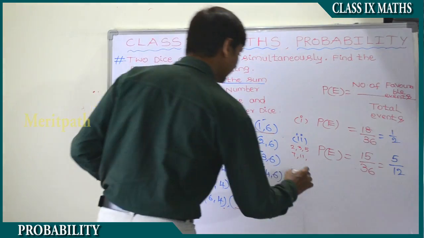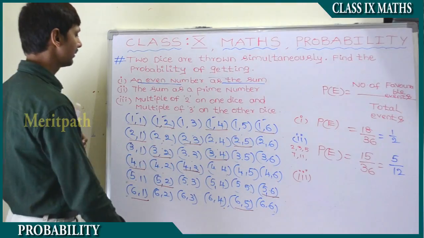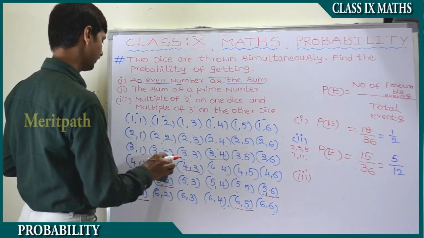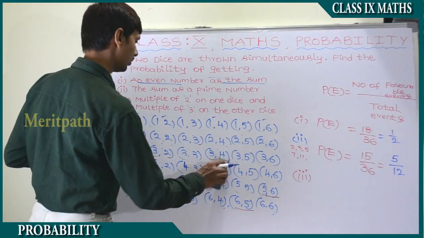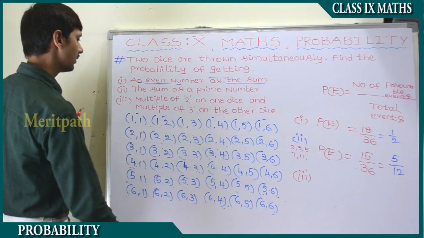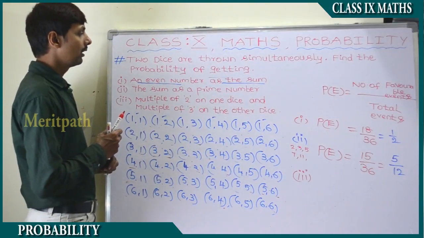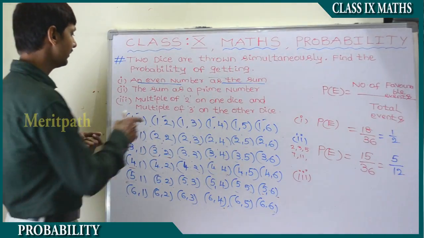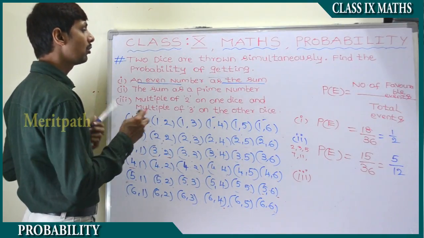And the third situation, the third problem, is a multiple of 2. First, let's rub out all these underlines to understand clearly for the next one. So here the third problem is a multiple of 2 on one dice and a multiple of 3 on the second dice. Multiple of 2 on the first dice. Multiple of 3 on the second dice.